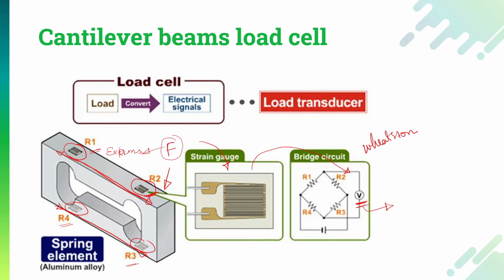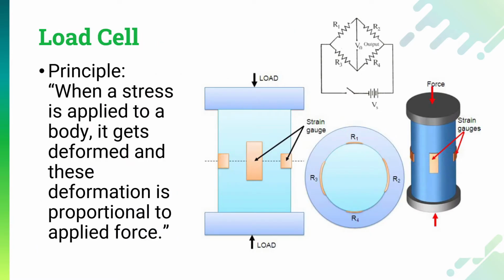Now such kind of cantilever beams can be replaced using various other things also. So there is one more load cell which basically works with the cylinder. The basic principle is going to be the same. Whenever stress is applied on any kind of body, what will happen? The body will get deformed. The same thing will happen in the case of the cylinder.